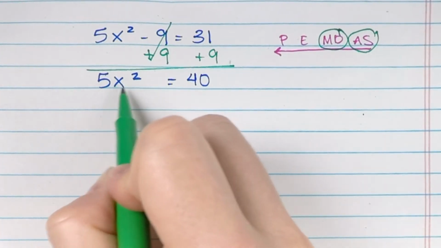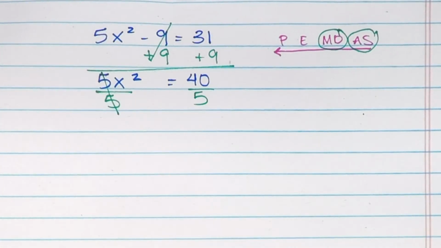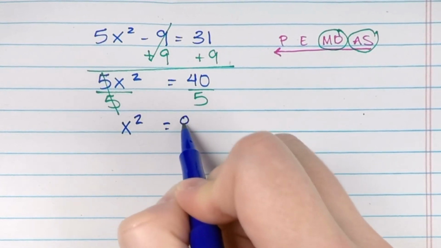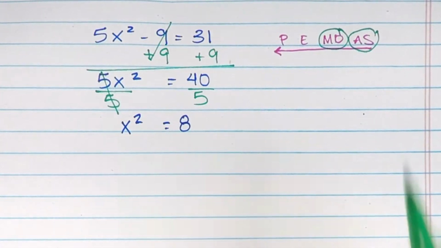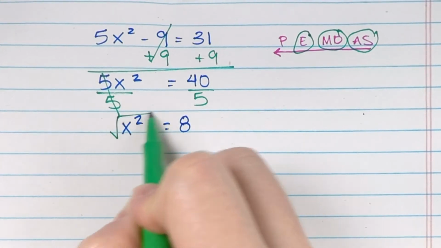The x squared is being multiplied by 5, so I'm going to divide both sides by 5. These divide out to 1, so I'm just left with 1x squared, or just x squared, and 40 divided by 5 gives me 8. Next step, I want to cancel out this exponent, so I want to cancel out this square. So I'm going to square root both sides.